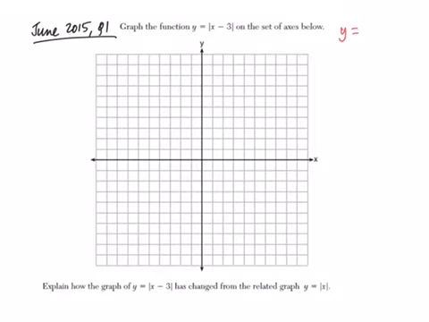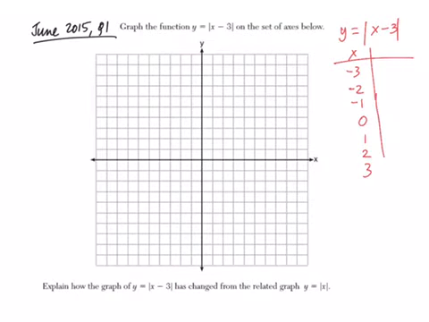y is equal to the absolute value of x minus 3. Again, we can choose any values for x. I'm choosing a number of values here so that I can get that V shape. Remember, you want to show the distinctive shape of the graph. If you don't show it, you won't get full points for it.